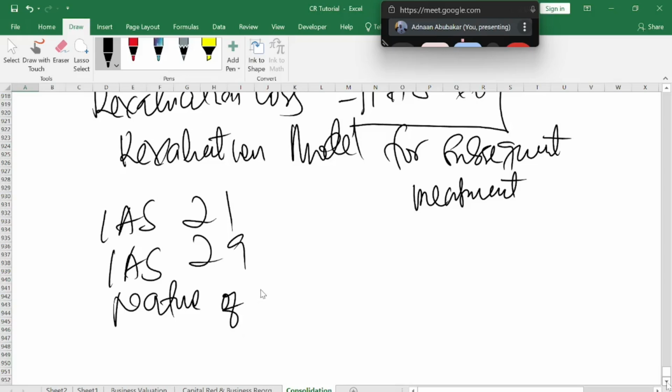Sir, please, I'm coming. Sir, you said what? Revaluation model, the top one, for subsequent measurement of assets.